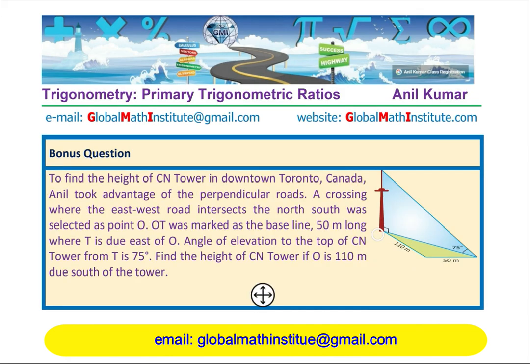We can measure the height of towers, CN Tower for example, and that is how we could do it. To find the height of CN Tower in downtown Toronto, Canada, Anil took advantage of the perpendicular roads. So we have roads which go north, south and east, west, right? So they are at right angles. A crossing where the east-west road intersects the north-south was selected as a point O. Right? So you have to label the diagram, which is purposely not labeled for you.